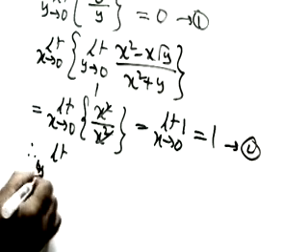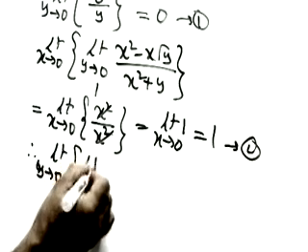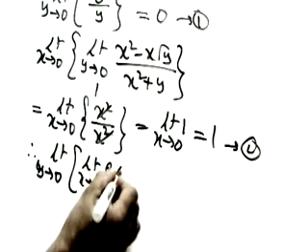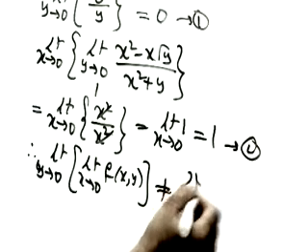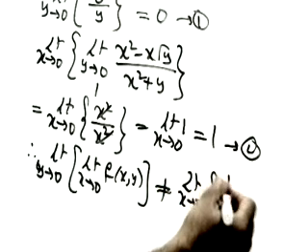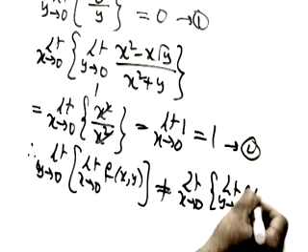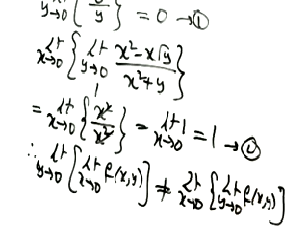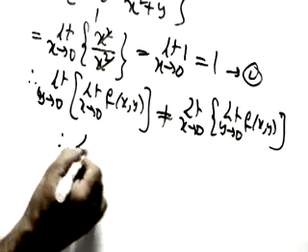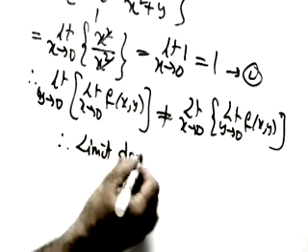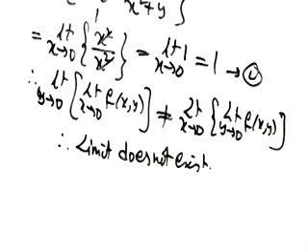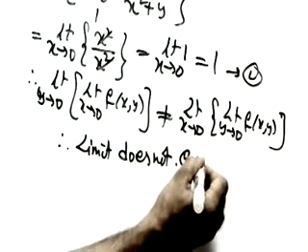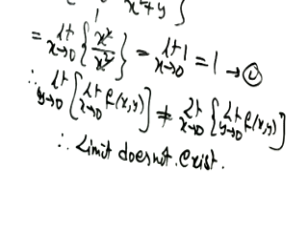Therefore, we can say like this, limit (x,y) tends to 0, limit x tends to 0, f of x comma y is not equal to limit x tends to 0, limit y tends to 0, f of x comma y. So if the limit is not unique, we say that the limit does not exist. Therefore, the limit does not exist.